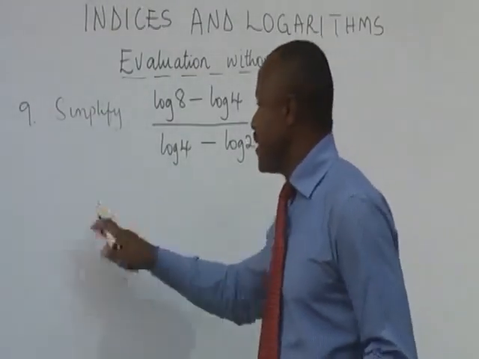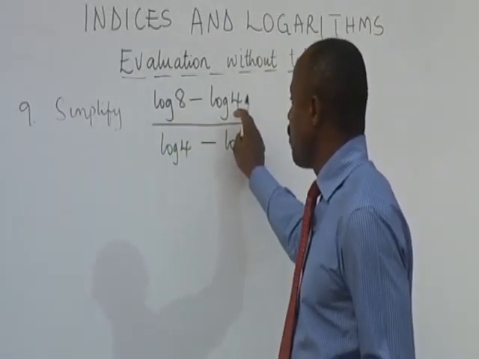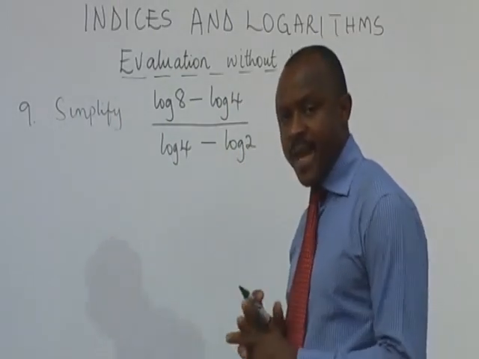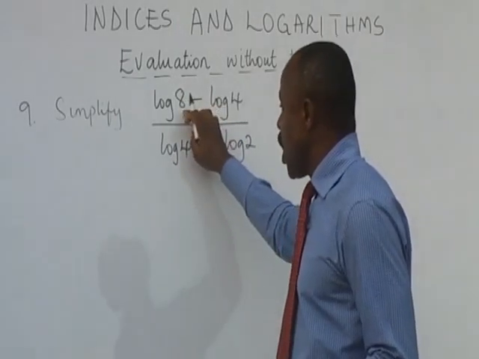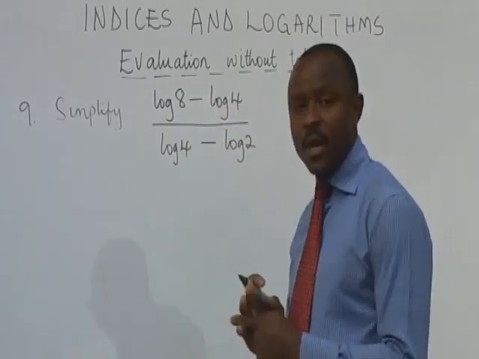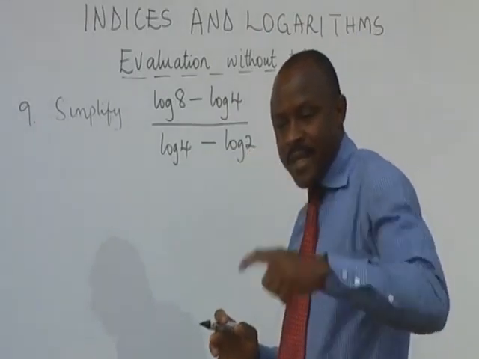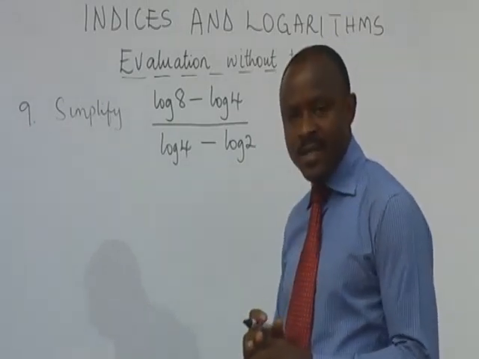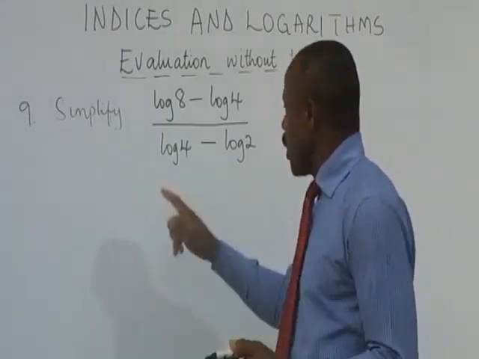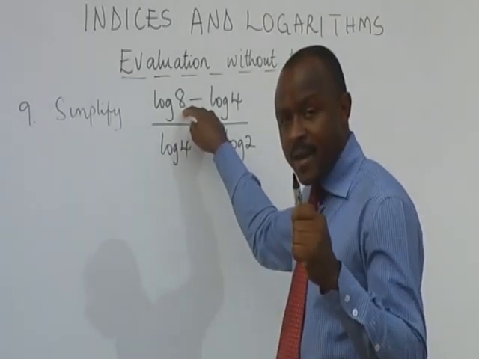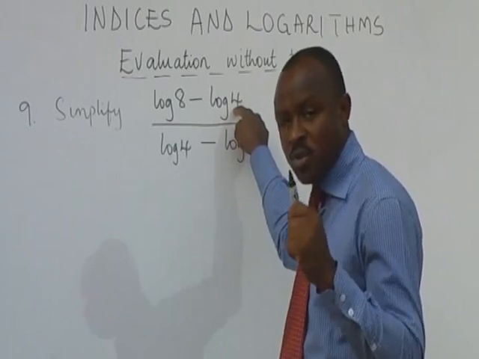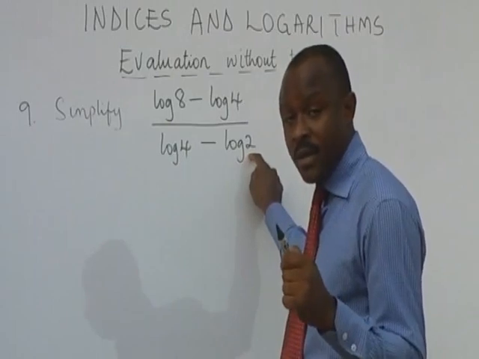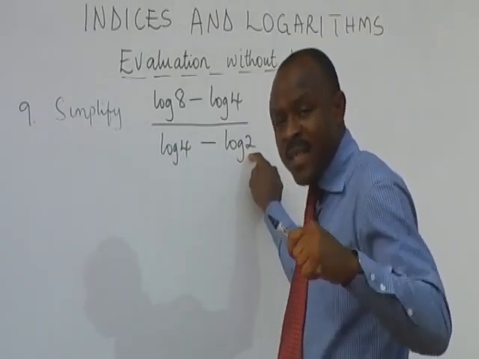Question number 9 says, simplify log 8 minus log 4 divided by log 4 minus log 2. What you do here is try to change all these figures to a particular log, as in descending them to their factors. The factor that is going to work here is 2. You know that 8 is 2 exponent 3, 4 is 2 exponent 2, same thing, 4 is 2 exponent 2, and 2 is 2 exponent 1. So we are going to reduce them to the base of 2.